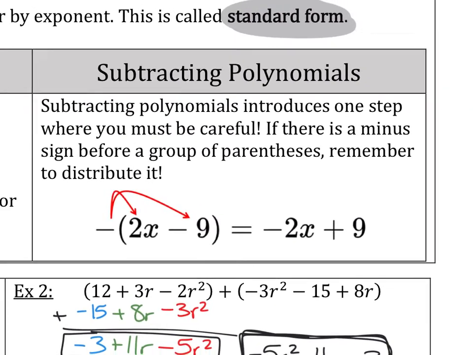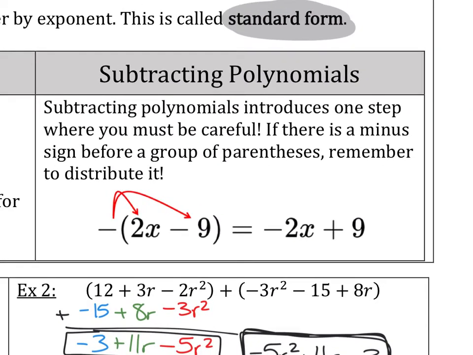Here's the rules for subtracting. Subtracting polynomials introduces one extra step where you must be careful. If there is a minus sign before a group of parentheses, you have to change the sign of every single thing in that parentheses. Notice how before I distributed the negative 1, this 2x was positive, and now it's a negative 2x. You see how this was negative 9, and now it's positive 9? We changed the sign of everything when we're subtracting.